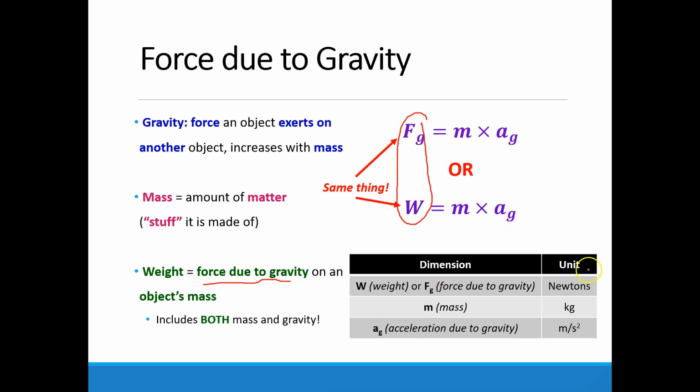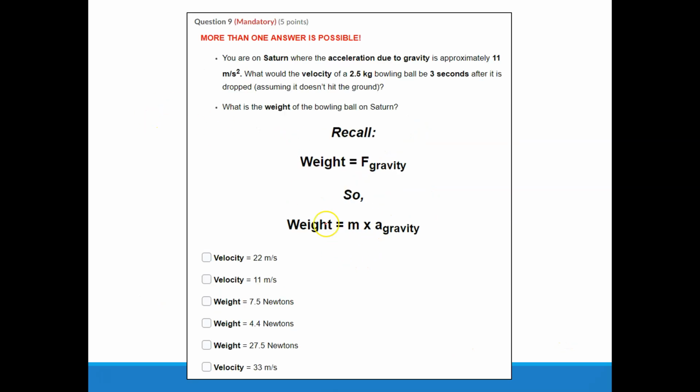So weight, or force due to gravity, remember we measure that in newtons, mass is measured in kilograms, and acceleration due to gravity is measured in meters per second squared. Again, the squared is not a real number, it's just a part of the unit. Don't actually square anything. So let's go ahead and take a look at this. We've already talked about velocity, so now we're just going to focus on the weight part.